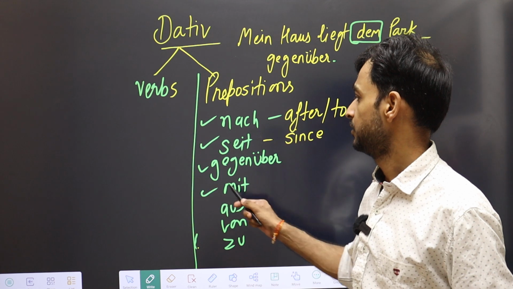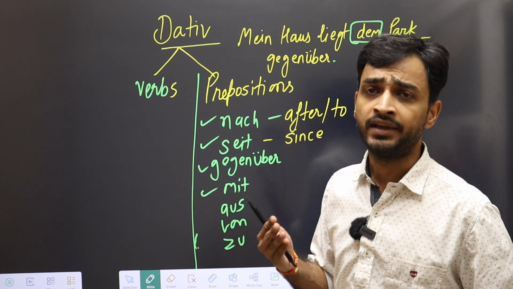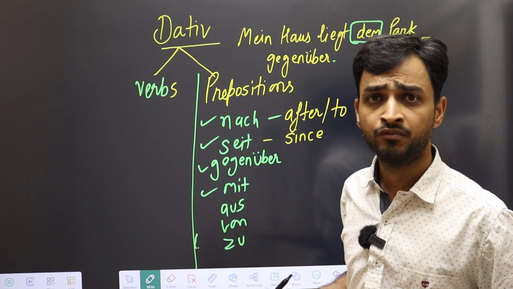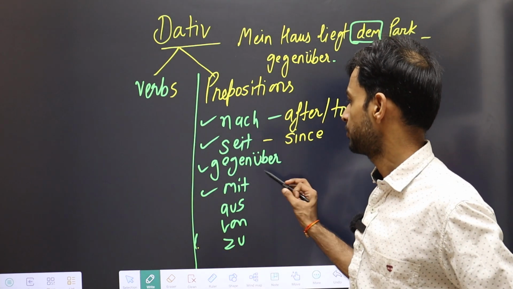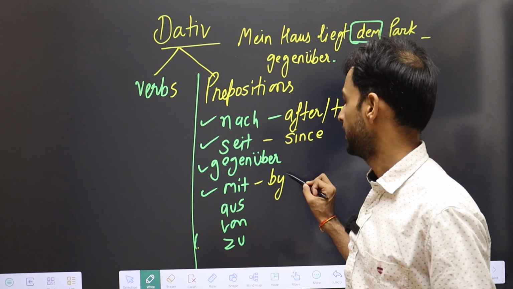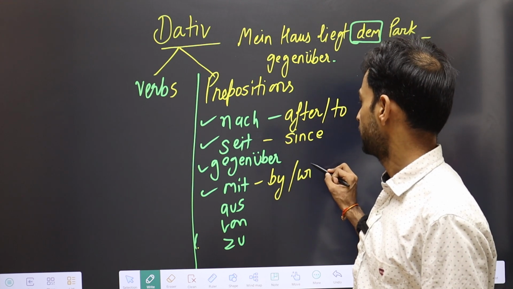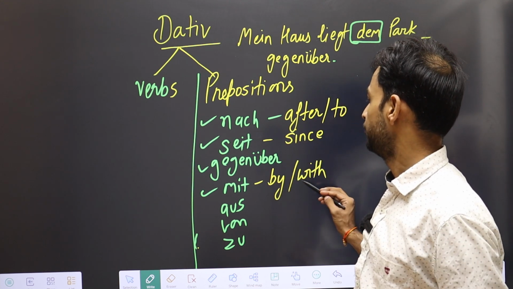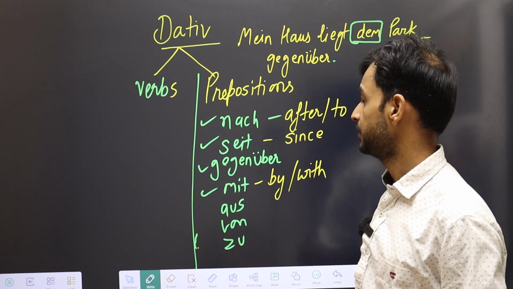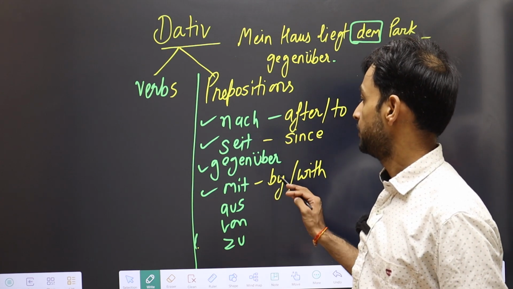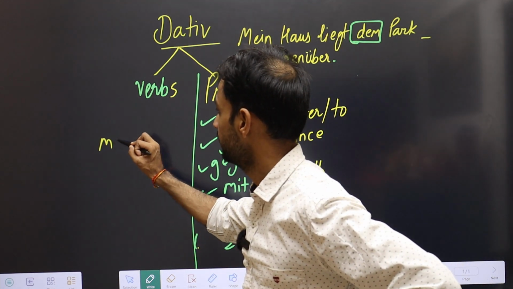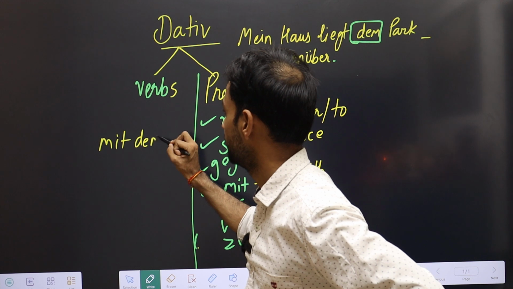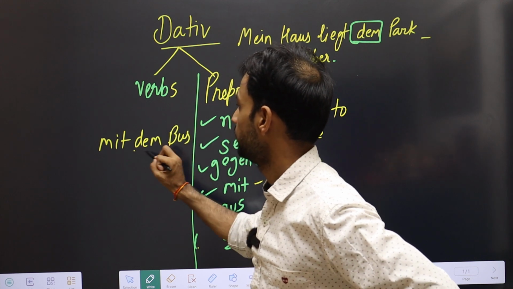Next is mit, means with. I go with someone, I play with someone, I go by car. When we use transport, it means by car, by train, or we are going with someone. Ich gehe mit Martin auf die Party. Ich gehe mit dem Bus. So when I say mit dem Bus, then we know that it is dative, mit dem Bus.